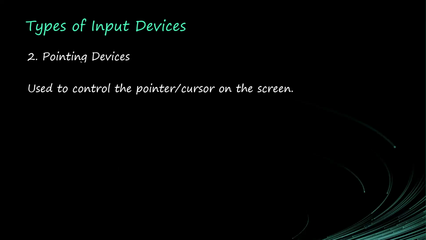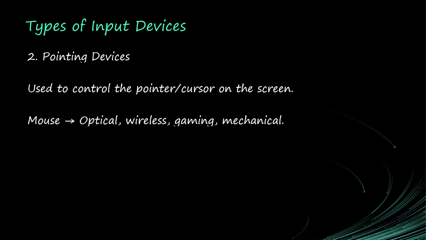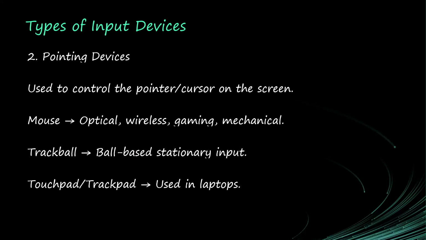We have pointing devices. They are used to control the pointer or cursor on the screen. We have the mouse. The mouse is a pointing device because we use it to control the pointer or cursor on the screen. We have the trackball. This is a ball-based stationary input. We have the touchpad used in laptops and phones. Sorry, the ones we use on phones are touchscreens, not keypads. Keypads are the ones we see on ATM machines and calculators, but touchpads are the ones we see on touchscreen laptops and mobile phones.